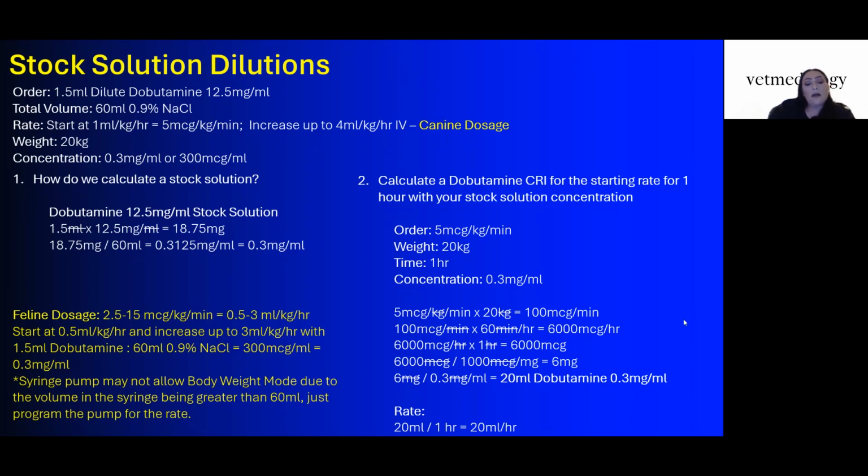If you use the body weight mode on a syringe pump, it may not allow it because the volume is just greater than 60 mils in the syringe, and it will throw off the concentration basically and the rate. So you just want to go ahead and set the pump for the rate mode.